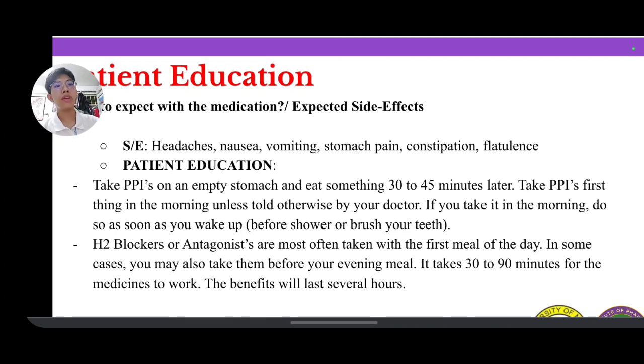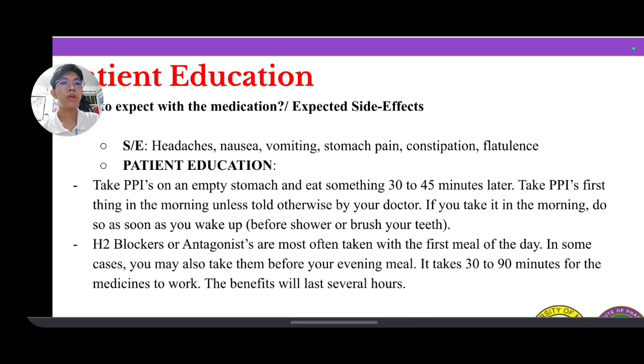So that is the summary of how the mechanism of action of PPIs works. Take proton pump inhibitors first thing in the morning unless told otherwise by your doctor. It is also noted that if you take it in the morning, do it as soon as possible after you wake up, like before showering or brushing your teeth.